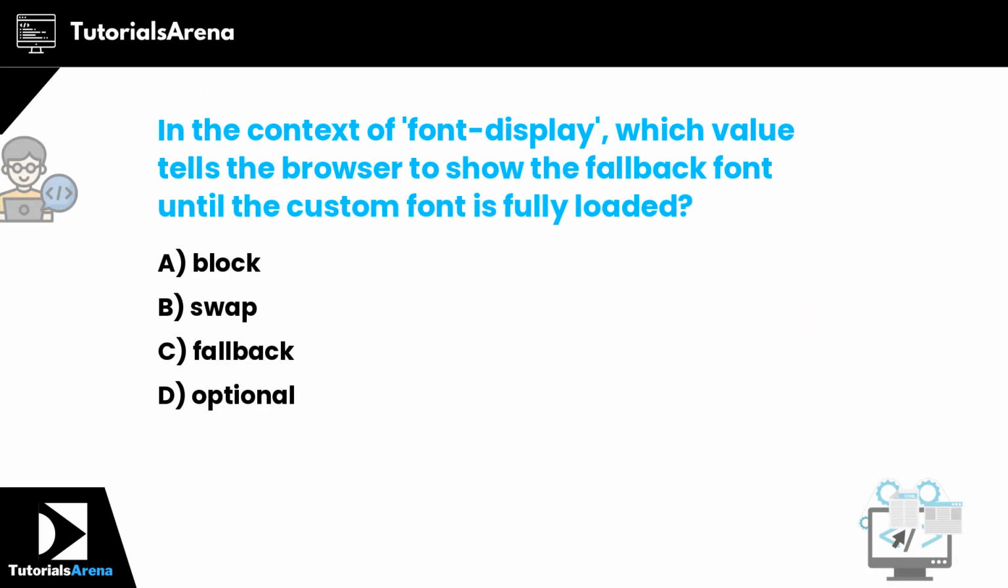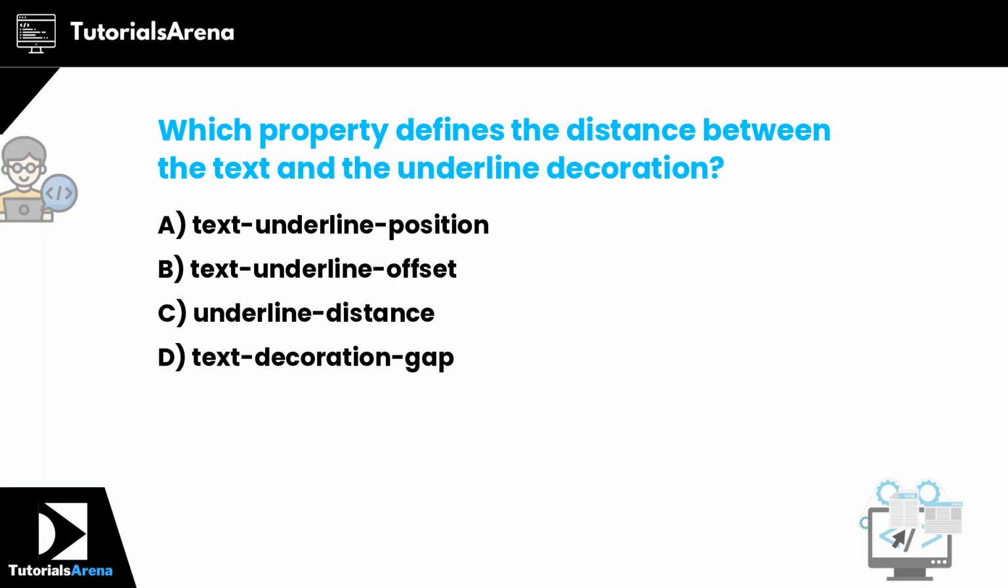In the context of font-display, which value tells the browser to show the fallback font until the custom font is fully loaded? The correct answer is option B, swap. Which property defines the distance between the text and the underline decoration? The correct answer is option B, text-underline-offset.